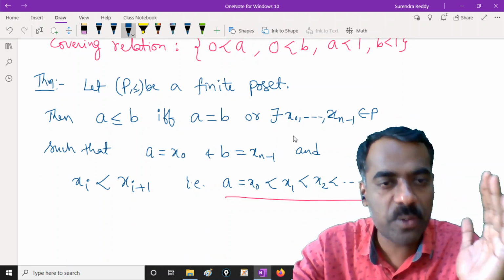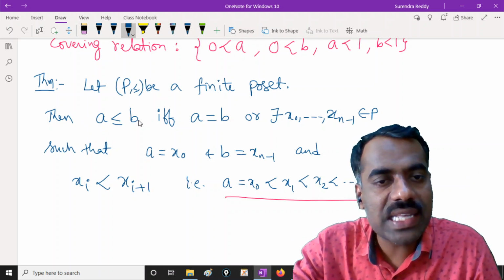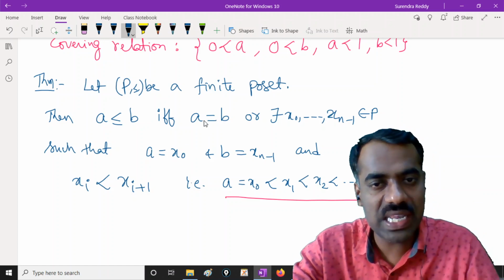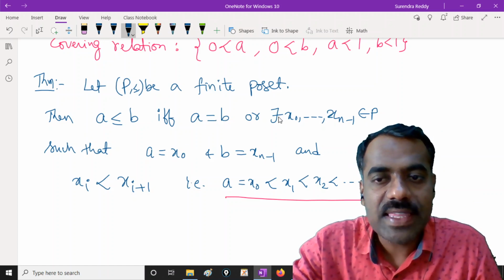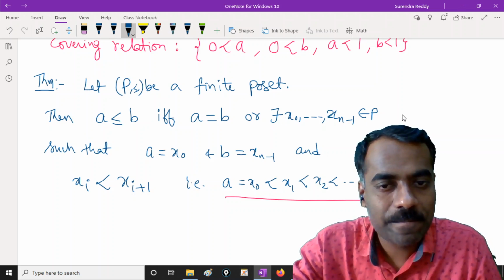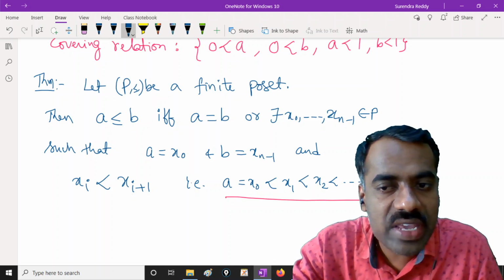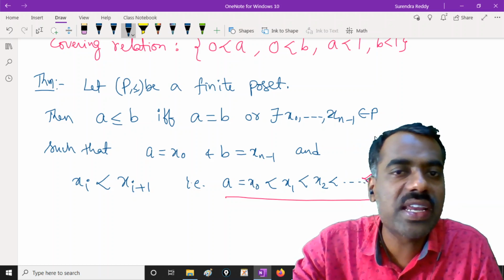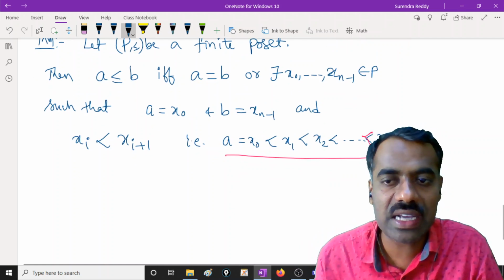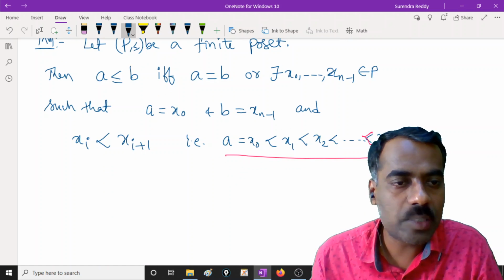You take any finite poset, then if you take two elements A and B, then A is less than or equal to B if and only if, obviously if A equals B, there is nothing to prove. If A is strictly less than B, then there exists a finite number of elements such that there is a covering relation between A and B. Are you following? So whenever you have a covering relation between A and B, you can say that A is less than or equal to B. And whenever A is less than or equal to B, then there is a covering relation. We call it just a covering relation to make sure that in between there are no other elements. Fine. Let's prove this.